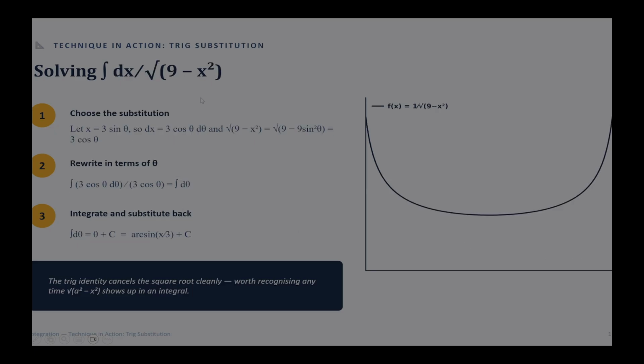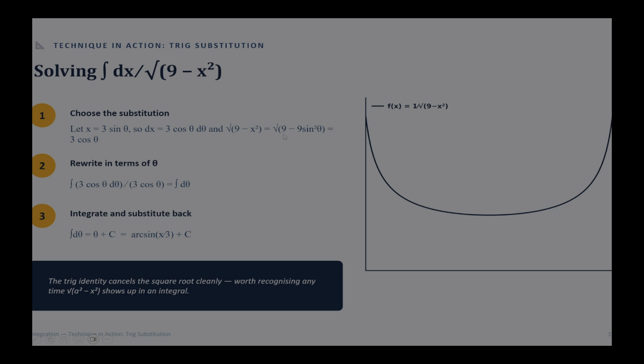Okay, so let's talk about the next one with trigonometric substitution, right? You're solving this integral with square root of 9 minus x squared. We choose the substitution x equals 3 sine theta, and so dx equals 3 cos theta d theta. This one here is very tricky, right? Because 9 is 3 squared, take the square root, it's 3.